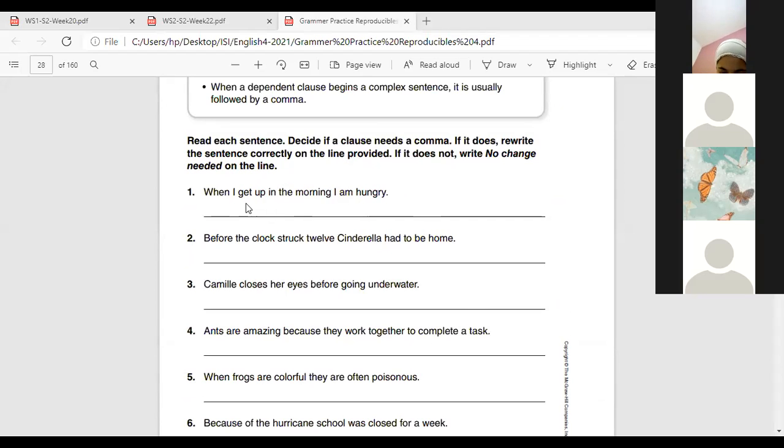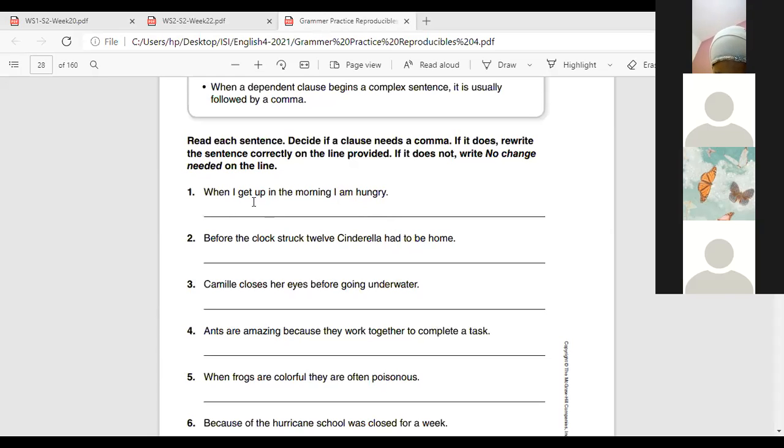Here we have to read each sentence. We have to decide if it needs a comma or no. Then we have to rewrite the sentence again on the line. If it doesn't need any changes, then we do not do anything with it. We do not write anything on the line.